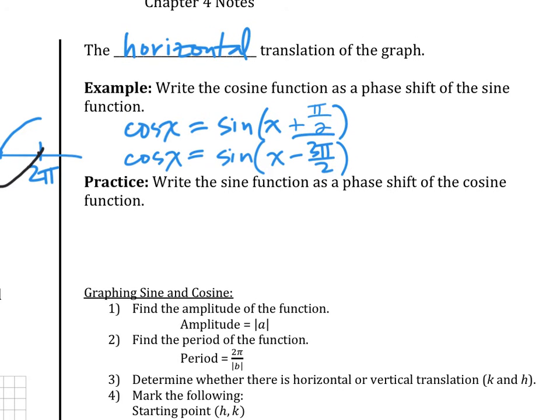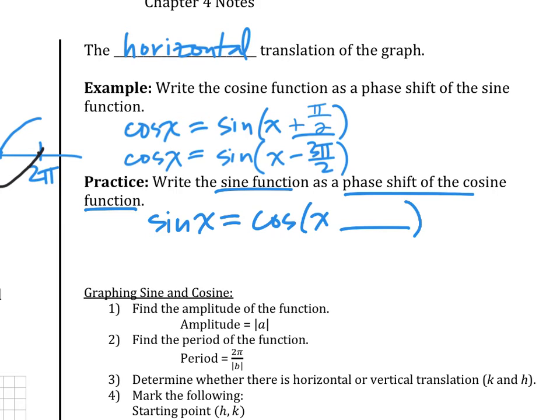Okay, so let's have you practice. Write the sine function as a phase shift of the cosine function. So sine x is equal to cosine, and then what do you do to the cosine function to make it look like sine? So go ahead and pause the video and give this a try.